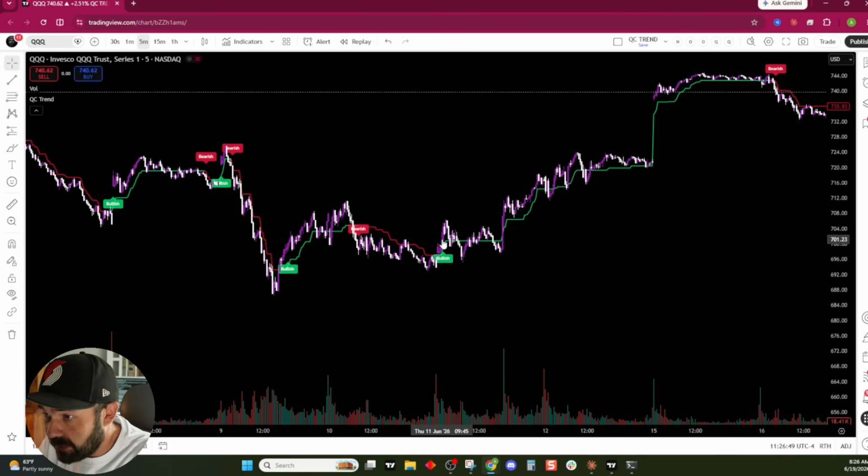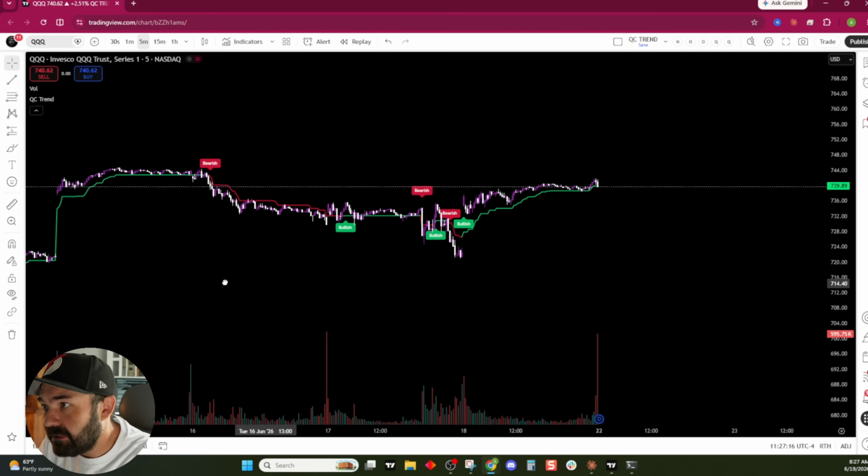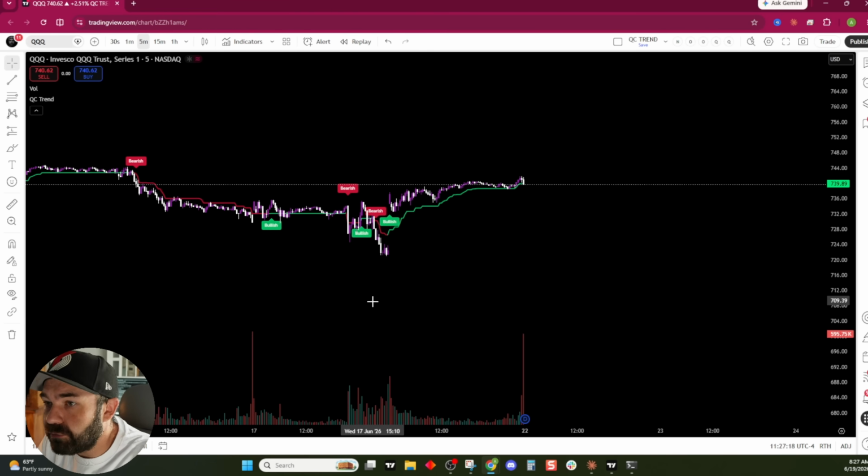It flips bullish on June 11th. At its peak, that would have been a $41 move on QQQ. That would have been massive. That'd be a massive hit. I mean, you would not be doing 0 DTE options, but you can use this in any sector, anything you want. You can use it, and it will help you.